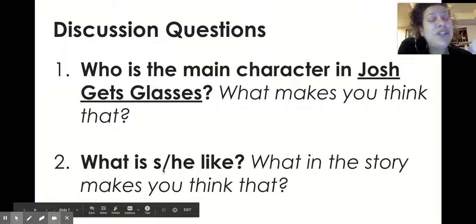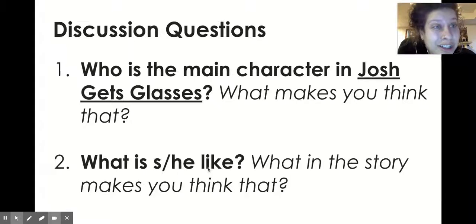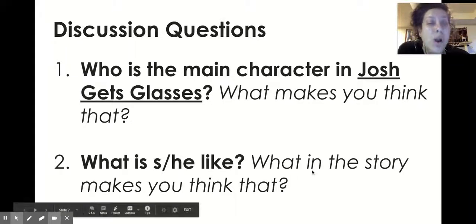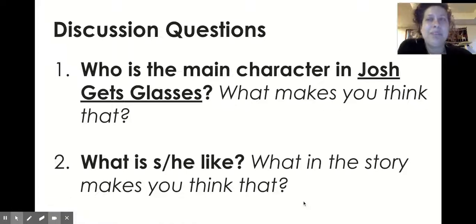Then it says, what is she or he like? Which means, what are his character traits? And it asks, what in the story makes you think that? So I'm going to think back to the story Josh Gets Glasses. I would describe Josh as kind of nervous. He's a little nervous, maybe shy, maybe a little anxious. He cares about what other people think about him. He cares about his appearance.